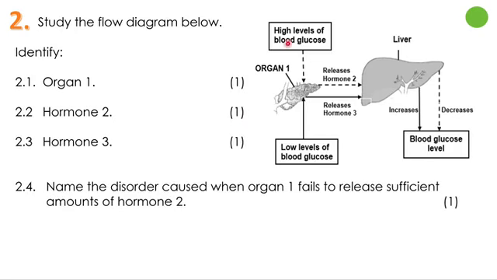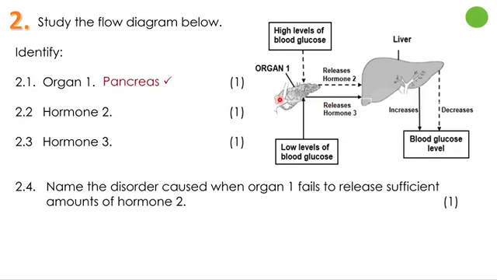So study the following diagram and identify organ 1. So we have the liver there, it's already indicated. So please do not write liver then, because it's already on the diagram. So organ 1, remember the two organs that talked to each other was the pancreas and the liver in this section. So that answer will then be the pancreas.